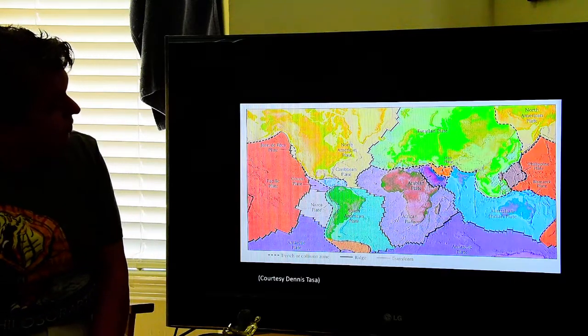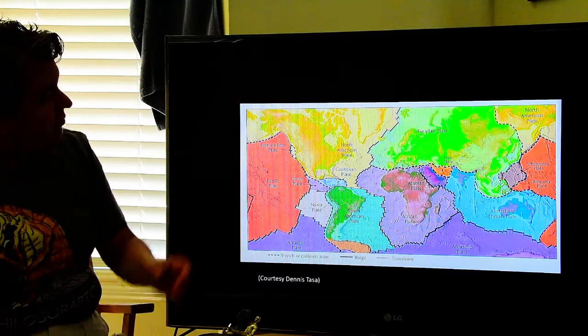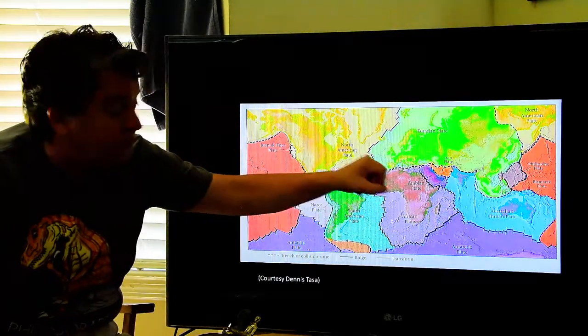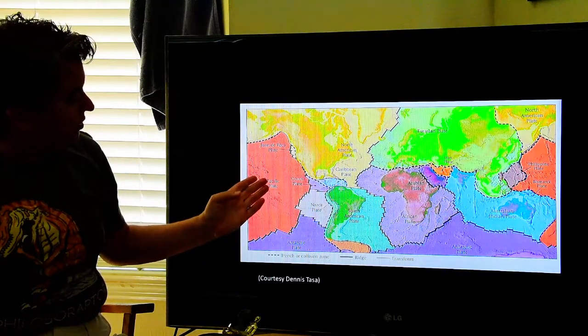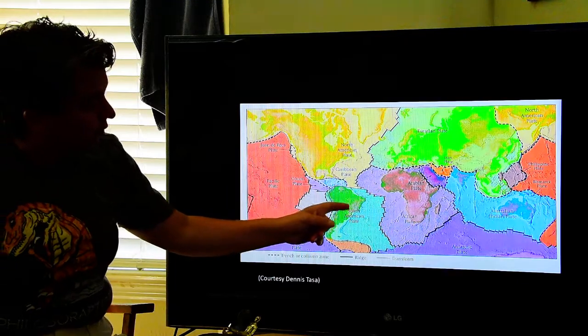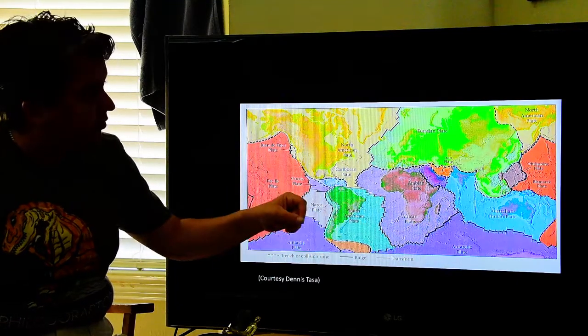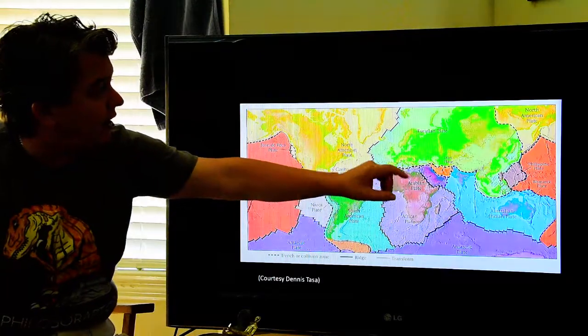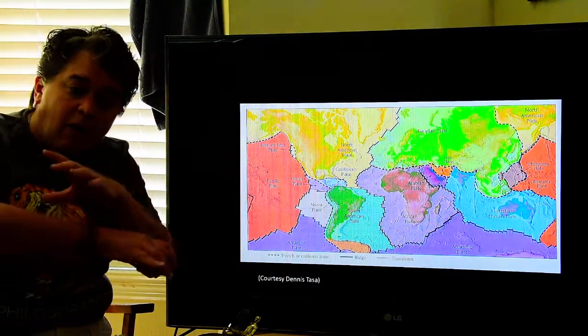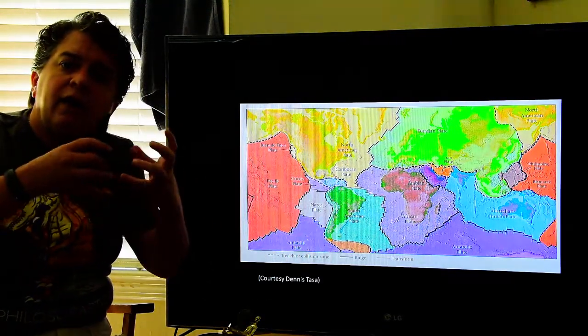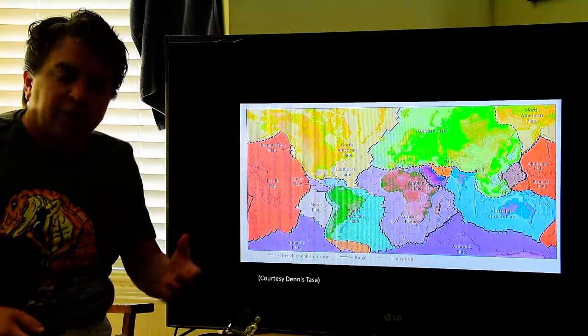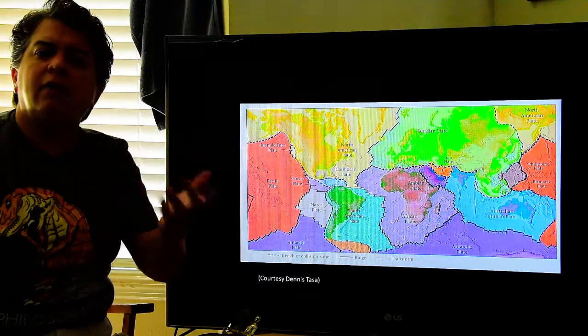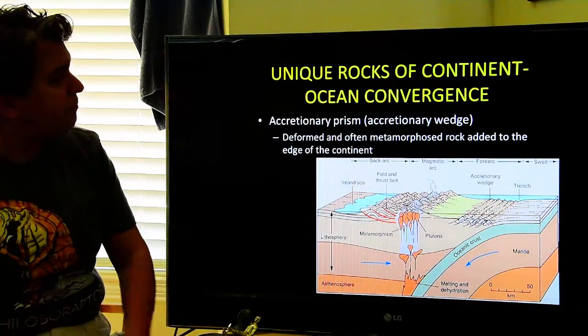And hopefully you can notice that they come in different sizes. Some are very big, some are relatively small, some are almost entirely ocean crust, some are a mix of continental and ocean crust, some are entirely continental, and they are all constantly moving and interacting with each other, creating these mountains and volcanoes and other things.